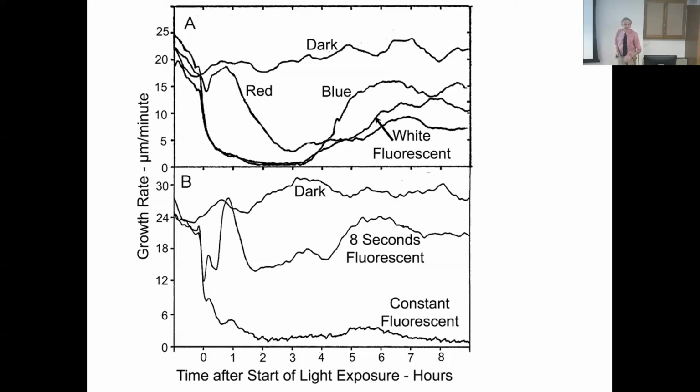So this dissects out very nicely the fact there are 2 different receptors here. Cryptochrome picks up the blue light and has a very rapid effect. Phytochrome picks up the red light, but doesn't produce any effect on growth till about an hour and a half.